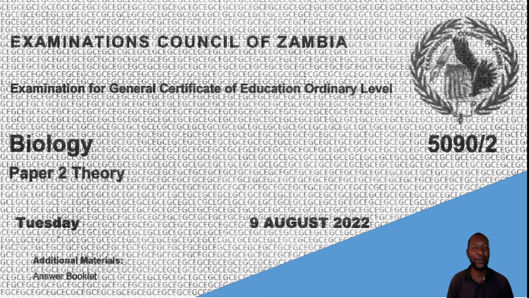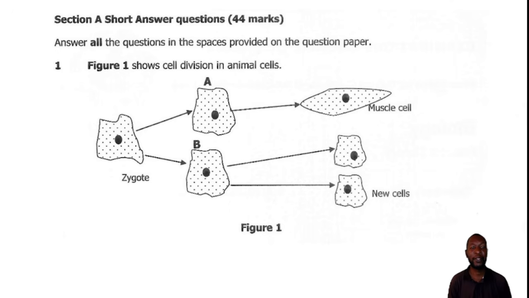In this video we are going to look at biology paper 2 for GCE candidates for the year 2022. This question paper has got two sections. So let's go through the paper and see what the solutions were for this exam. Section A, short answer questions, 44 marks. Answer all the questions in the space provided in the question paper.